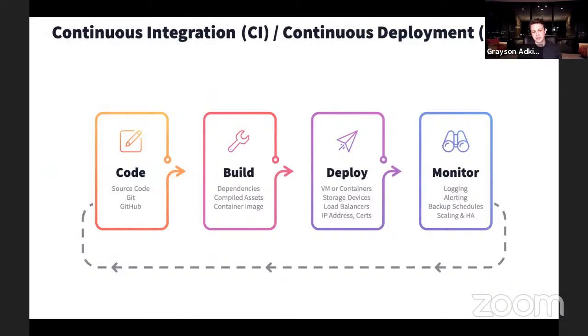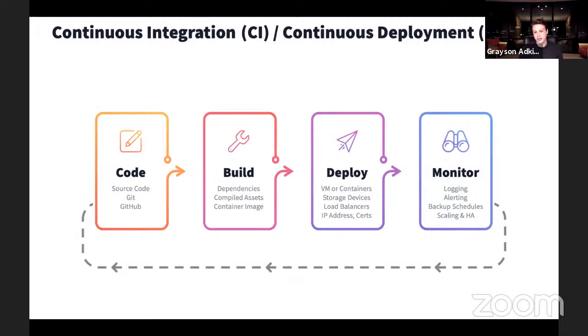So this is an overview of the software development lifecycle. You're writing code, you've got source code, you're probably using version control, Git, and maybe host on GitHub. You have a build process where you're pulling in dependencies, you're compiling assets, and you may be bundling it into a container image, which we'll talk about in a second. And then there's a deployment phase, whether it be to a virtual machine or to containers. You've got storage devices, load balancers, IP addresses, all these virtual components that we talked about.